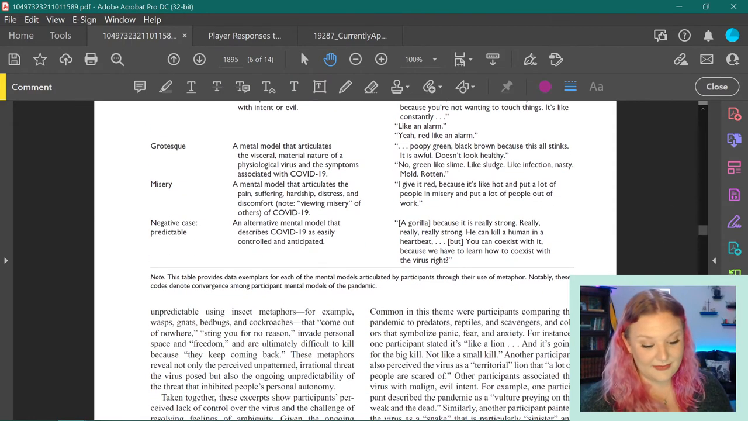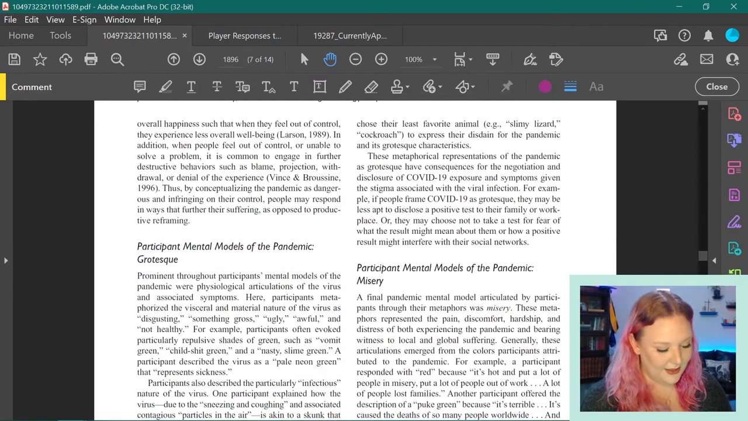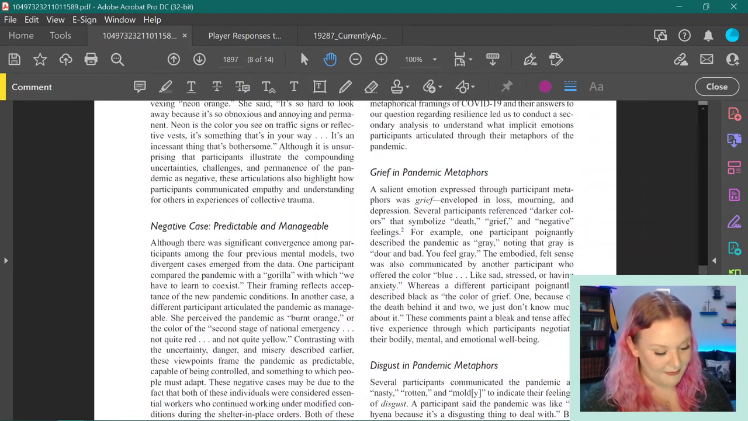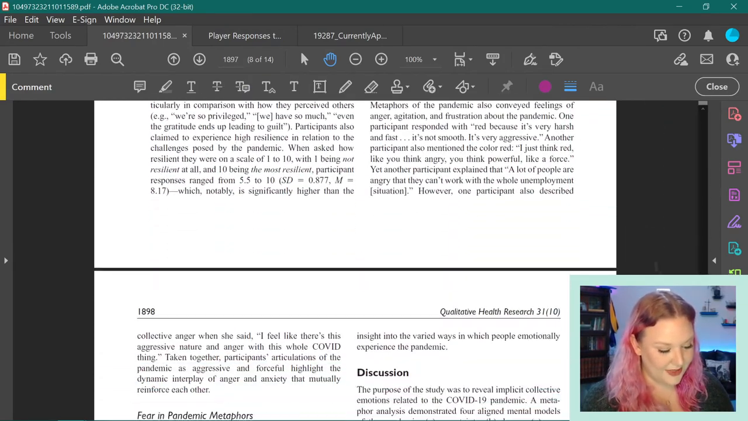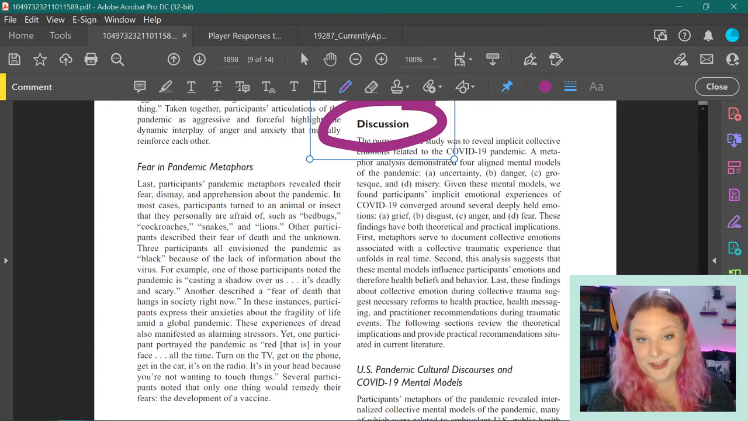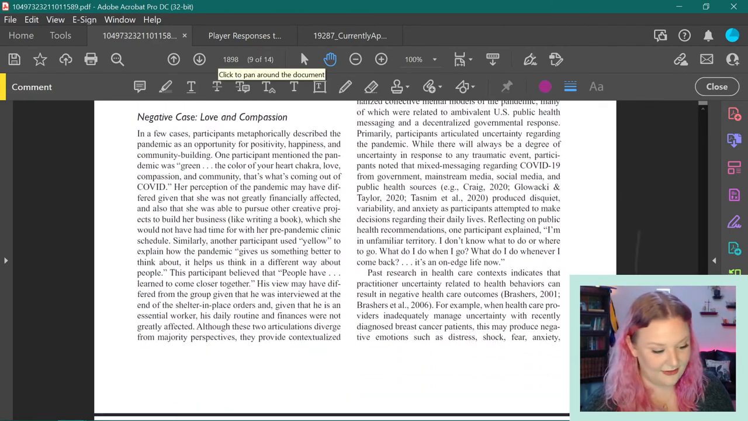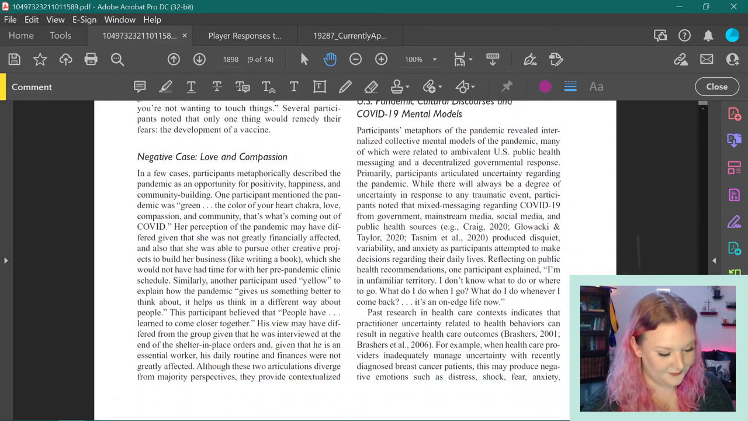They have examples from the themes that they found in their qualitative data. They talk a little bit more about that, participant mental models, grief, disgust, anger, and then here is what we're looking for, our discussion section. So this is where they interpret those findings. So what does it mean, these things that they found? Why are these things important?